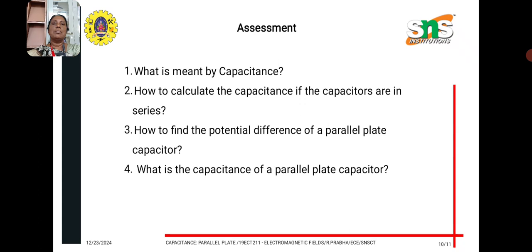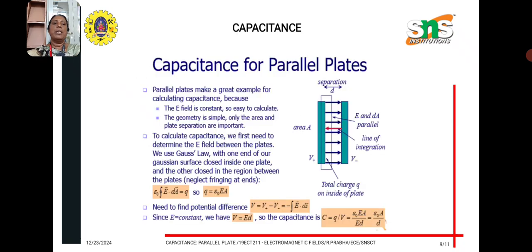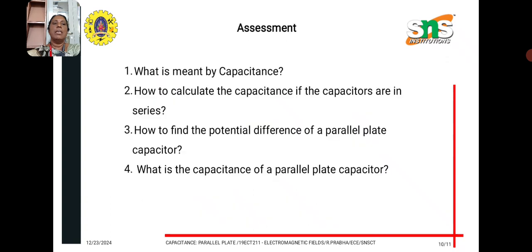What is meant by capacitance? How do we calculate the capacitance if the capacitances are in series? We know that for capacitances in series, 1 by C equivalent is 1 by C1 plus 1 by C2 plus 1 by C3, etc. And the potential difference between the parallel plates we can get easily from the formula of potential difference, V equals the integral of E dot dl. And the capacitance of the parallel plate capacitor, as we just arrived, is C equals epsilon naught A by D.